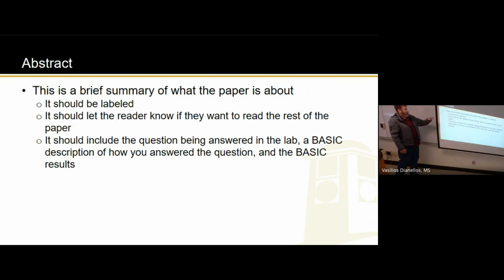And that's what you're going to do. This is a brief summary about what the paper is about. Again, it should be labeled, so it'll literally say abstract, and then you're going to write your paragraph. It should let the reader know if they want to read the rest of the paper. Of course, in this case, practically, I'm going to be the only one reading it. And yes, I have to read it. So we know in actuality, that's not the case. But in the real world, an abstract, again, it's like, here's basically what we did. Here's the results. So, some scientists do need to read the entire thing, and that's what they're looking for. You should include the question being answered in the lab. So again, if you're doing the light experiment, like, does the color of light affect the rate of photosynthesis? It's the question I was answering in this lab.